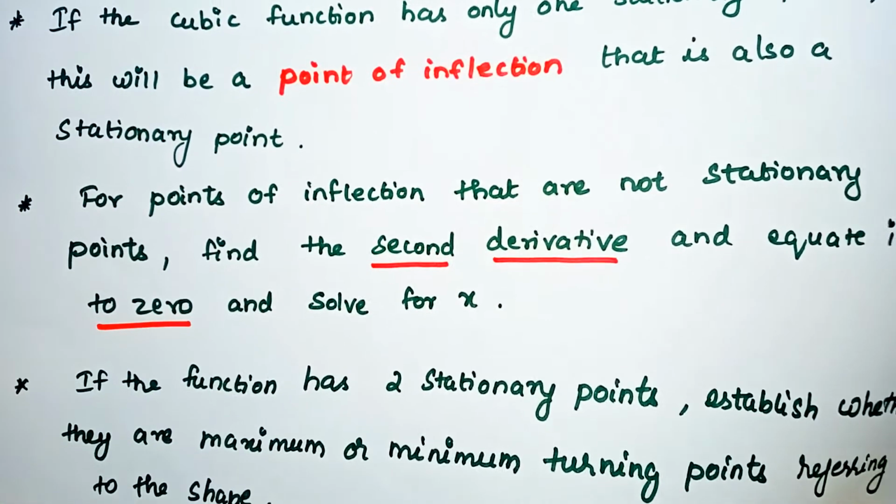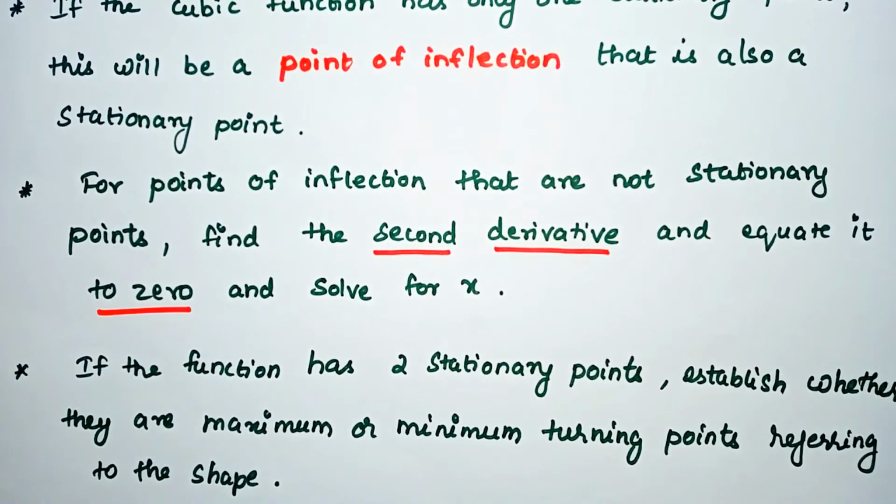And the last point is, if the function has two stationary points, establish whether they are maximum or minimum turning points, referring to the shape. So if the function has two stationary points, you have to confirm whether those two points are a local maximum or a local minimum.